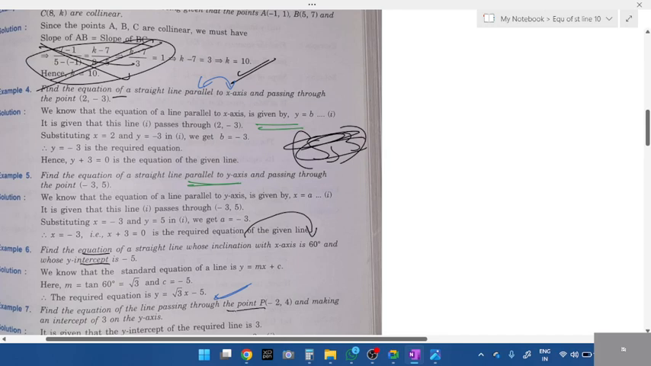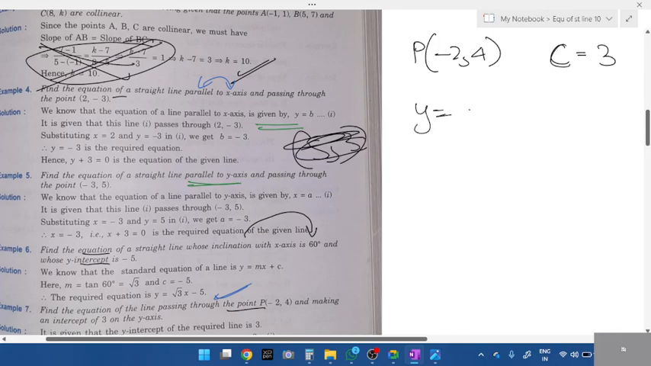1 point or 2 points? 1 point, minus 2 comma 4. And what else is given? Intercept. If intercept is given, what do you take? Respond. C is equal to 3. When intercept C is given, we have only one formula. What is the formula, students?